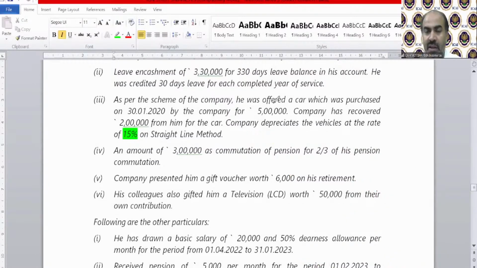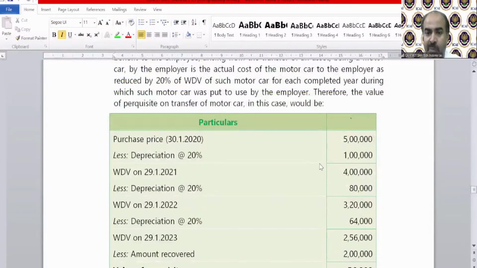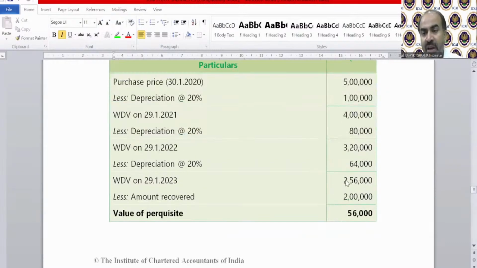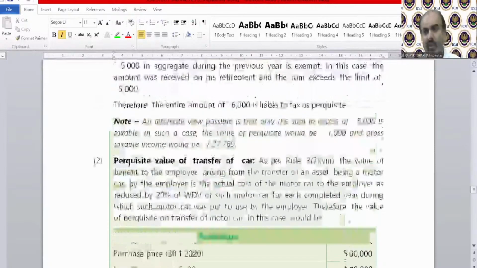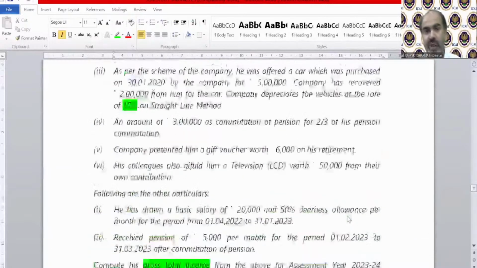You can see that in the solution also. We can see the solution of this. This is the 5 lakh rupees, 20% depreciation for 3 years, reducing balance method. The balance value is 256. And out of 256, 2 lakh will be reduced. The value of perk will be 56,000. So we have discussed the gratuity provision, the transfer of car provision, the leave encashment provision, and then moving on to pension provision.